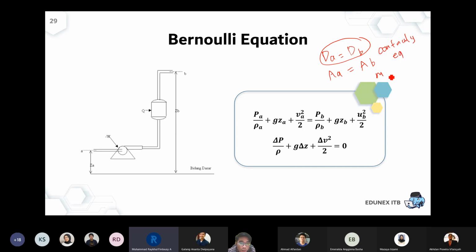Yeah, the mass flow rate at point A will be the same as mass flow rate at point B. Mass conservation will always apply for any fluid flow situation. But if you can assume that the density is constant, you will have volumetric flow rate at point A the same as volumetric flow rate at point B.